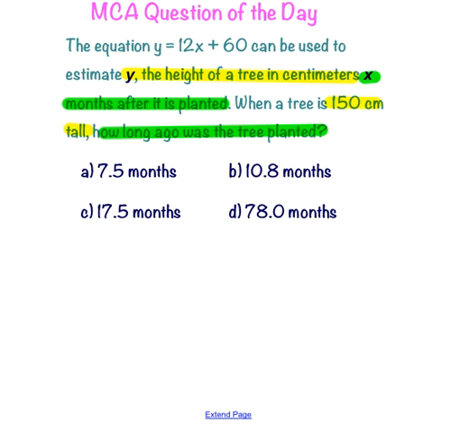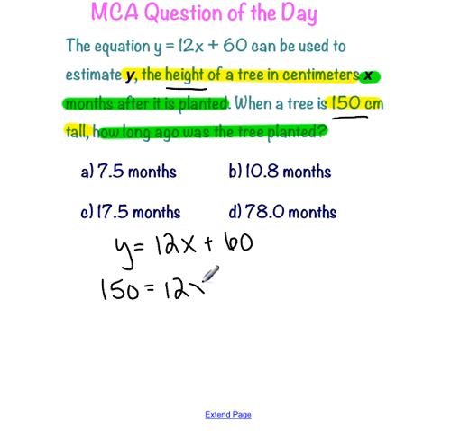So to start this one out, we have this equation that they gave us. Y represents the height. 150 represents the height. So instead of the letter Y, I'm going to replace it with 150. I want to know how long ago the tree was planted. That's what X represents. So now I'm going to solve my equation for X.